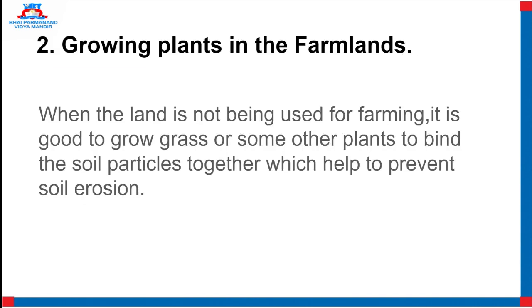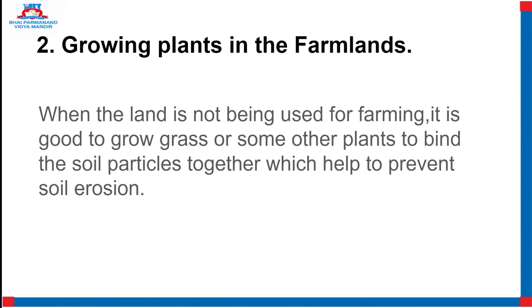Children, when the land is not being used for farming, it is good to grow grass or some other plants to bind the soil particles. And this is how it will stop erosion. Children, what the farmers do, they just grow some seasonal vegetables and pulses to protect the soil from erosion until the next crop is planted. And that's how the field is never empty and it is always covered with some kind of plants.